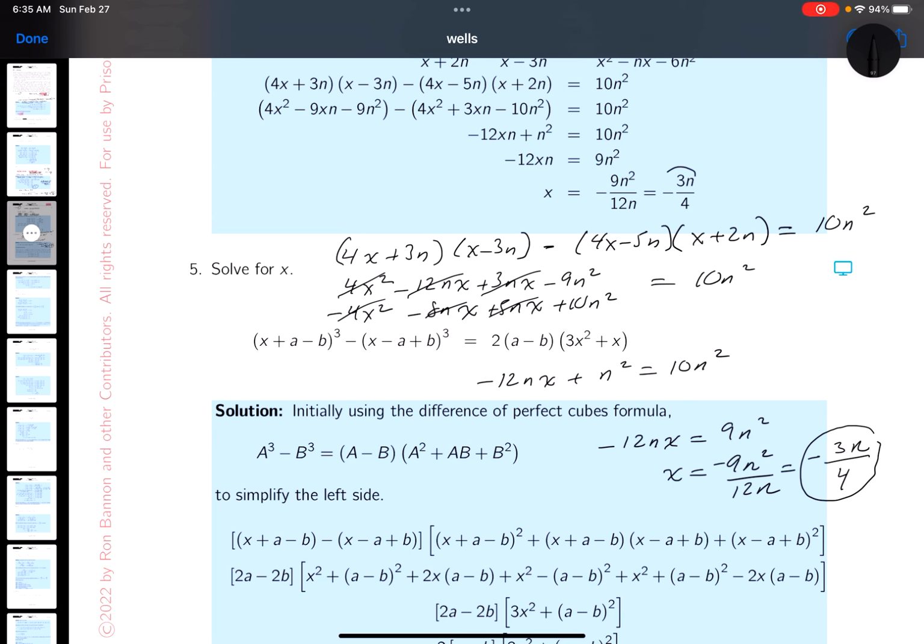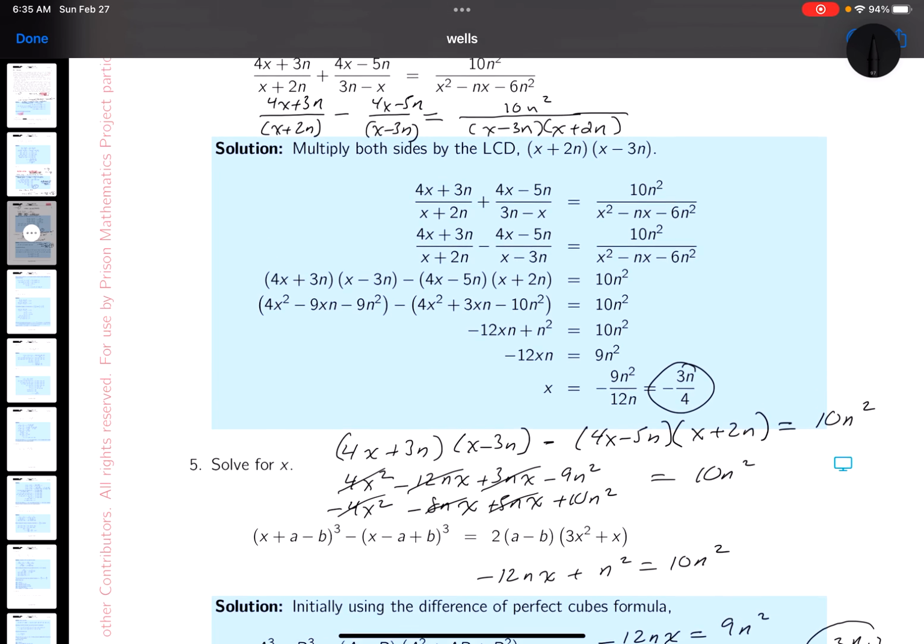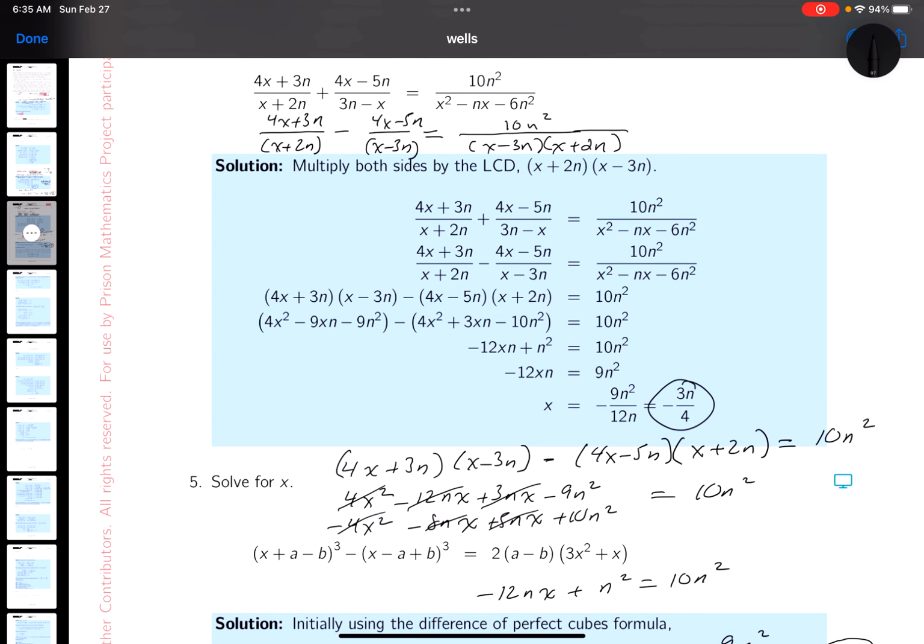I'm going to look at the answer key, and I do see that. Now going back to the original expression, I'm always looking for danger. And the danger in the original expression would be if x were equal to 3n or if x were equal to minus 2n. And that's not any of those, so I don't have to worry about it. This is a good answer. Again, I didn't check it, but you may want to check these. All right? Thank you.